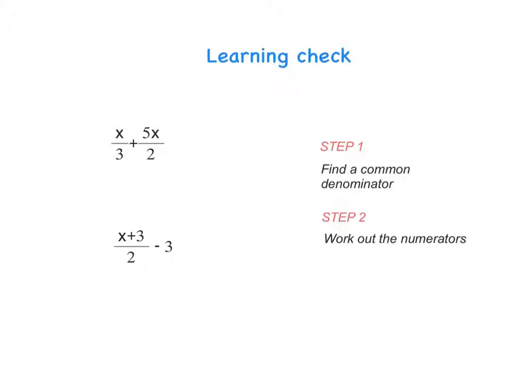Okay, so summarizing, you need to follow these 2 steps all the time. So first of all, you need to find a common denominator. What is the lowest common multiple? And then you need to work out the top numbers, okay? And then at last you can add them up or take them away.